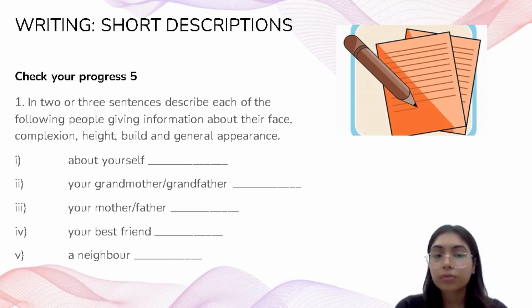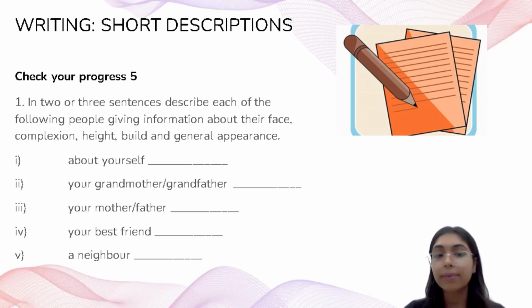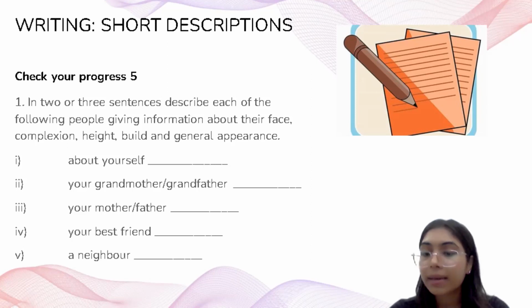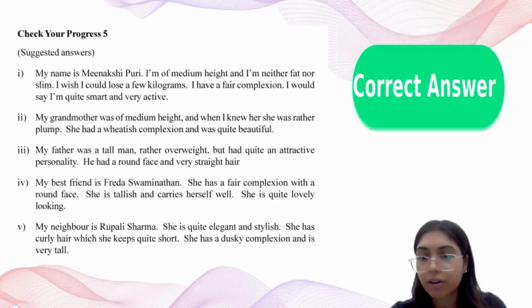Number four, your best friend. So now you could describe your best friend. Like, my best friend is Shivani. She has a wheatish complexion with a slim face. She is stylish and carries herself well. She is very good looking. This is how you can describe. And the last one, a neighbor. So my neighbor is Rupali. She is quite elegant and stylish. She has straight hair which she keeps quite short. She is dusky in complexion and is very tall. So this is how we describe. Here are the answers. Please rectify your answers.